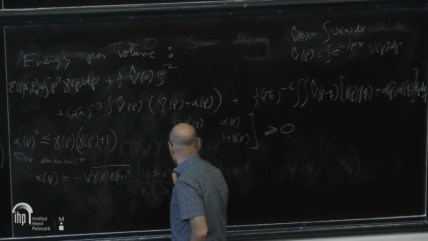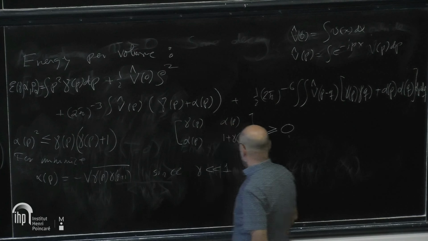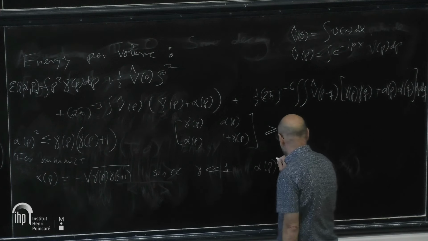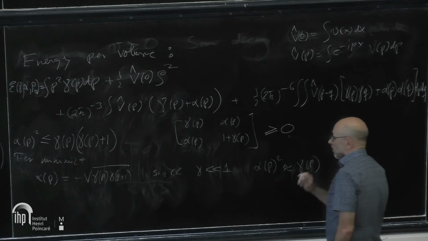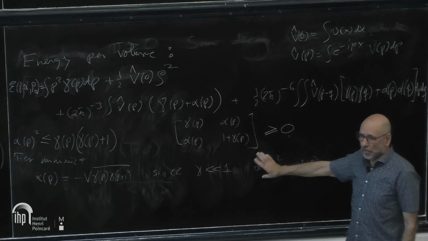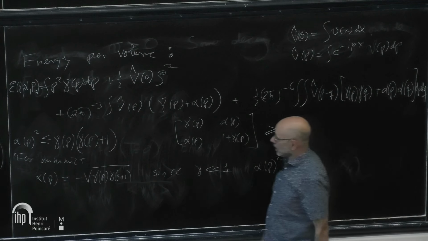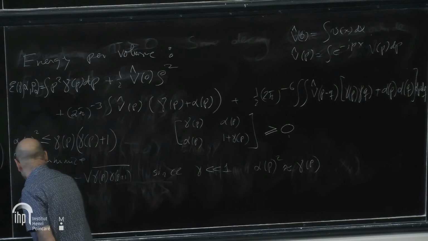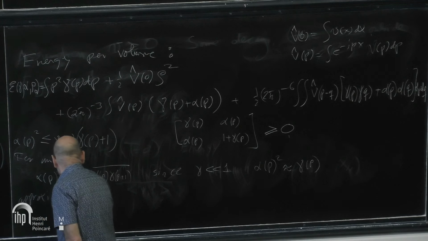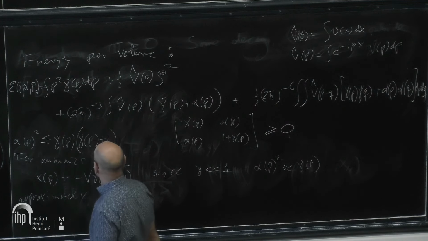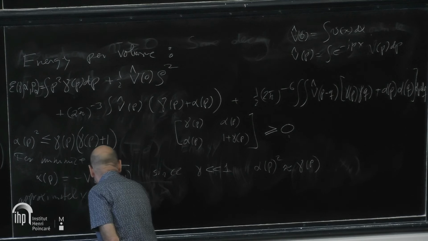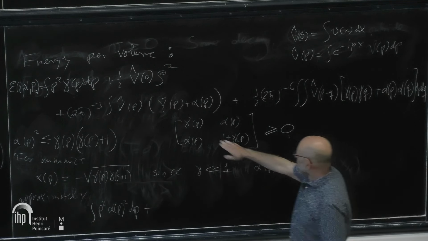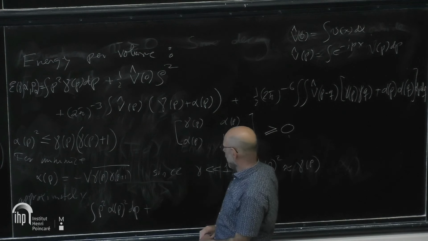So since gamma is small, alpha of p squared is essentially gamma of p. This can all be done rigorously. I just wanted to give you an idea of the calculation. So up here, I'm going to replace gamma of p by alpha of p squared. So we get approximately the integral of p squared alpha of p squared dp plus, and again, I will ignore this gamma of p. It's actually small, so I keep only the alpha of p.